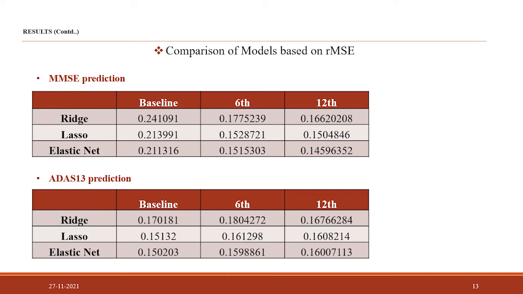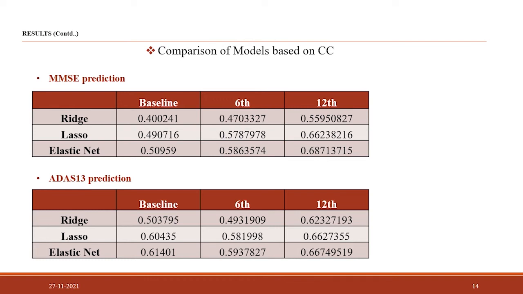And similarly for ADAS-Cog 13 also, the elastic net model outperformed ridge and lasso at baseline, 6th and 12th month. This is a comparison of the Pearson correlation coefficient of ridge, lasso, and elastic net models. Here also the elastic net model outperformed ridge and lasso for both MMSE prediction and ADAS-Cog 13 prediction.